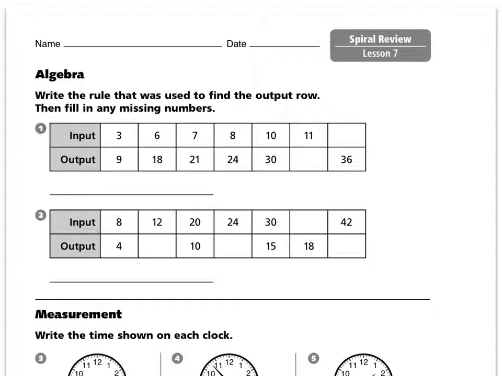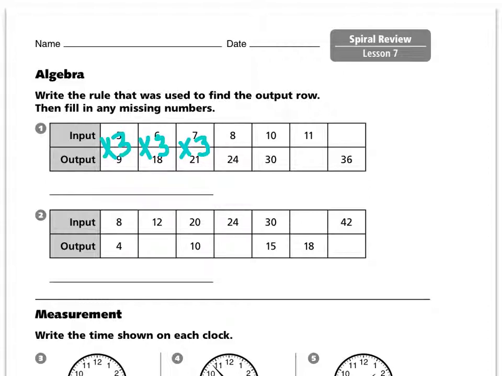I know that in order to get 3 to 9, I need to add 6, or I could do 3 times 3 is 9. From 6 to 18, I'm going to have to add 12, or I can do 6 times 3 equals 18. Now, in order to get 7 to 21, the thing that I'm thinking of is times 3. Now, this one was times 3, and this one's times 3 as well.